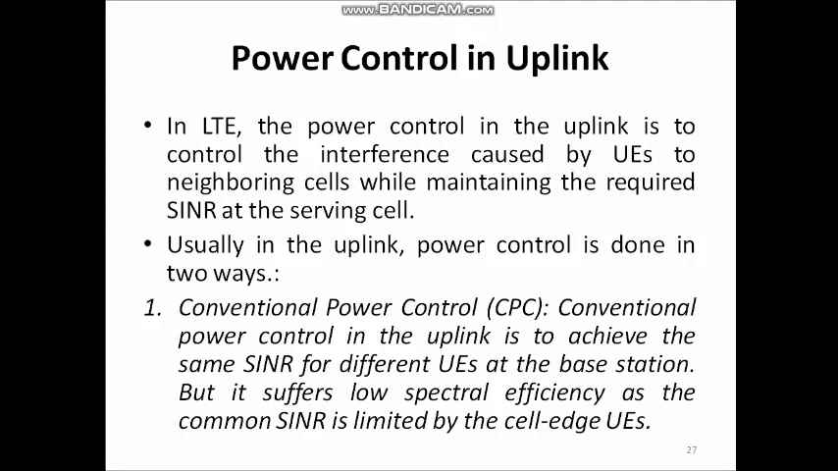There are 2 power control mechanisms used in the uplink. The first method is conventional power control, CPC. This conventional power control in the uplink is to achieve the same SINR for different user equipments at the base station, but it suffers low spectral efficiency as the common SINR is limited by the cell edge user equipments. So, this is the drawback.